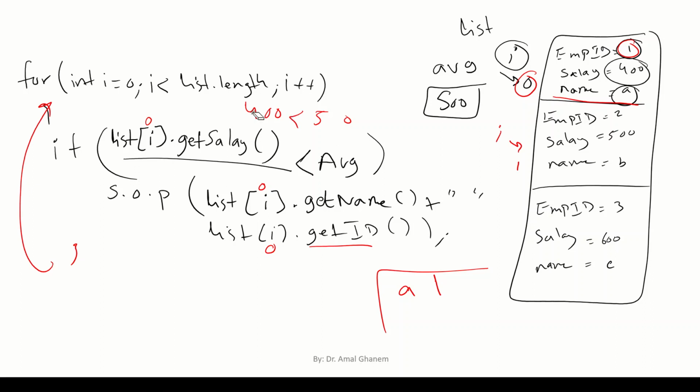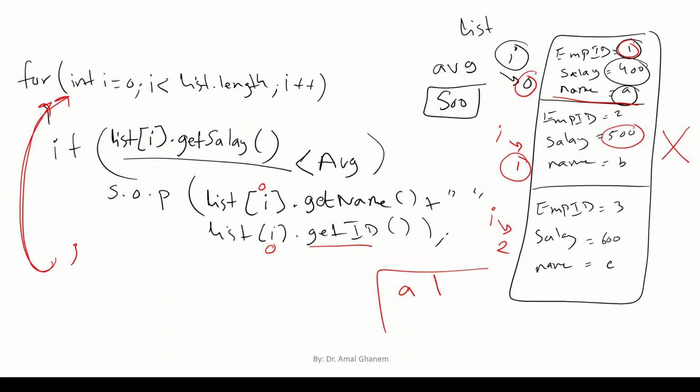And then again I have to do the comparison. Go to the list at location 1 and get salary. Go to the array at location 1, get the salary 500. 500, is it less than the average 500? It's not, so I will not do any output. And then I will go to the next element. I should be at location 2, and again I have to go and retrieve the salary.